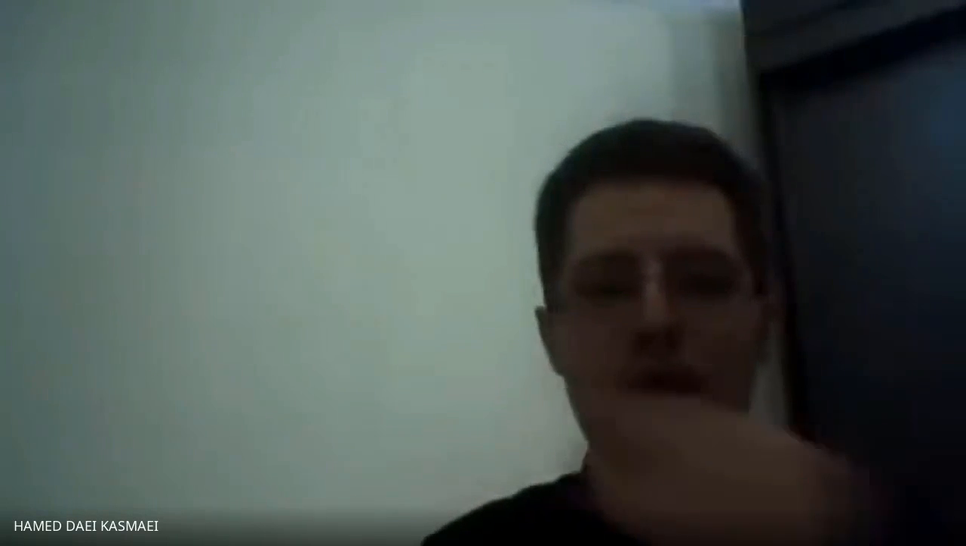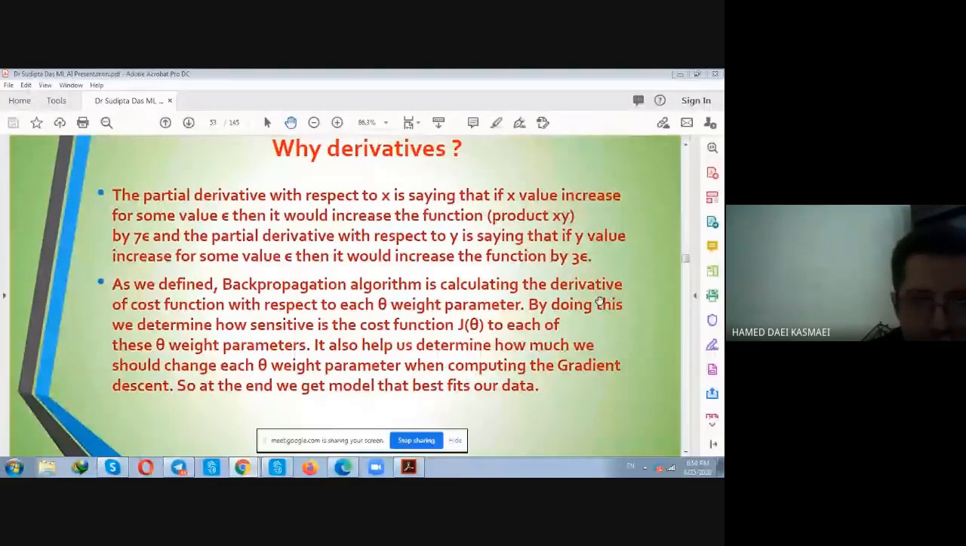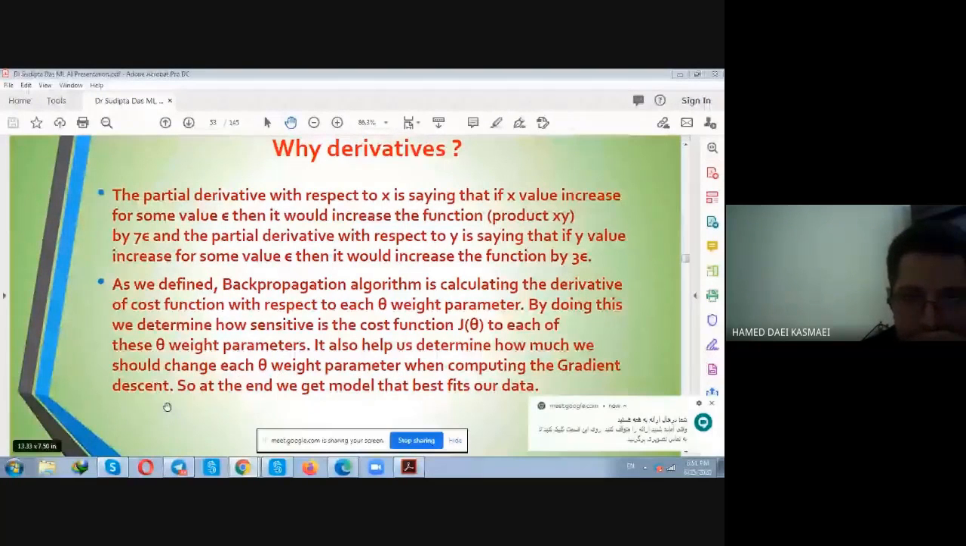So as we defined, the back propagation algorithm is calculating the derivative of the cost function with respect to each theta weight parameter. By doing this, we determine how sensitive the cost function J theta is to each of these theta weight parameters. It also helps us determine how much we should change each theta weight parameter when computing the gradient descent. So at the end we get the model that best fits our data.